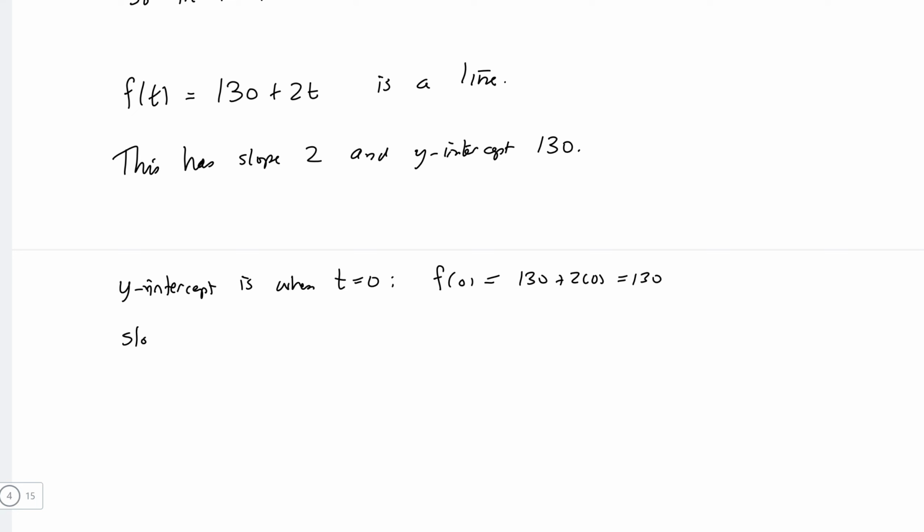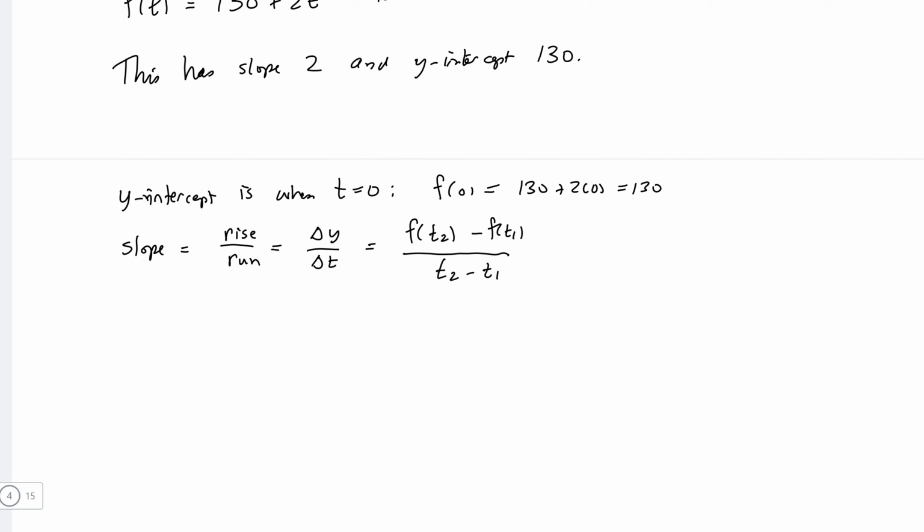And the slope, often see this written as the rise over the run, or the change in the y values over the change in the t values in this case. You might have seen this as change in y over change in x, but in this case, our independent variable is t. So this should be given by f of t2 minus f of t1 over t2 minus t1.